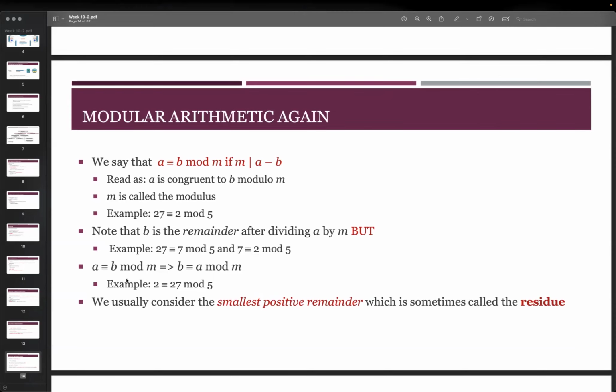And when we move forward right here, B mod M, so when we put it inside, B equals A mod M, so it will be 2 equals 27 mod 5.